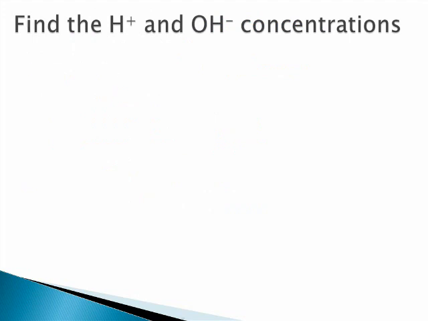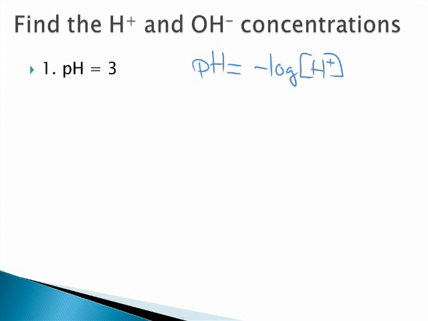We're going to go the other way. So if we have a pH of 3, what does that mean? Well, how do we figure that out? Let's look at our old formula here. pH equals minus log of H plus.